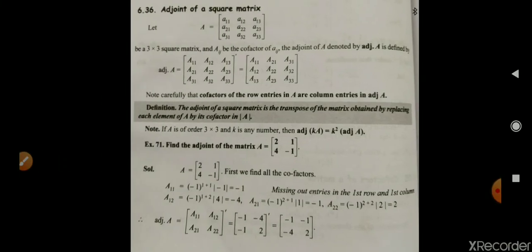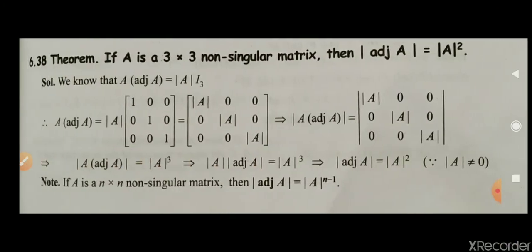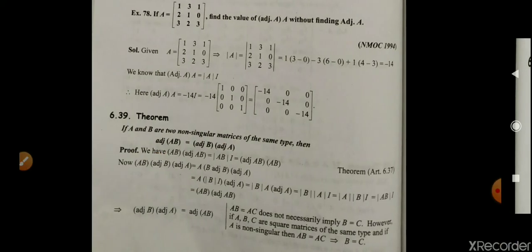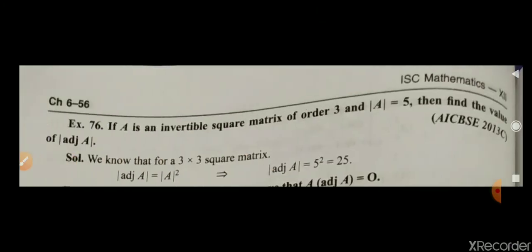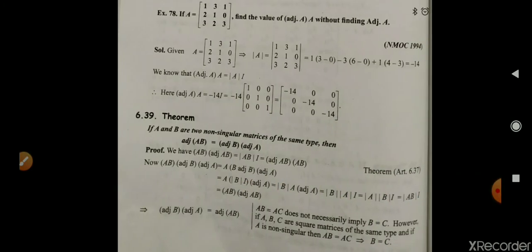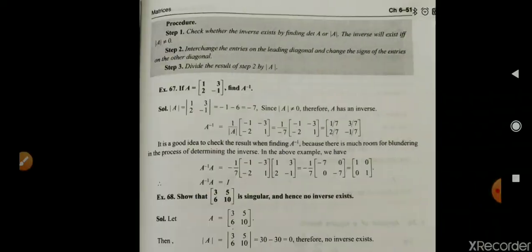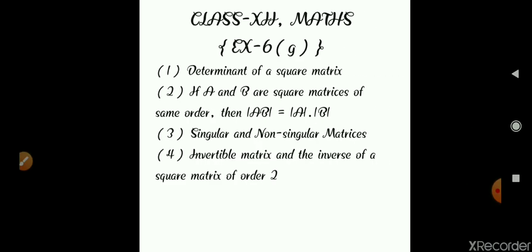Now I think I have completed this topic. Adjoint of a square matrix I have told you, examples also I told you, and these properties I told you. So students, with the help of these properties and the inverse which I told you, singular and non-singular matrices, how to find inverse of order 2, you can solve all the questions of exercise 6G.